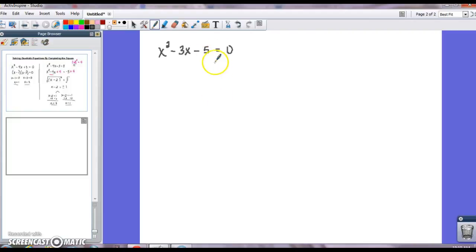Okay, that's not factorable. There aren't two numbers that multiply to negative 5 and add to negative 3. So I can't factor it. So I am going to do completing the square. First thing, make sure that leading coefficient is 1, which it already is. The second step is to move that constant term over to the other side. So I'm going to leave a space. I'm going to add 5 to both sides.